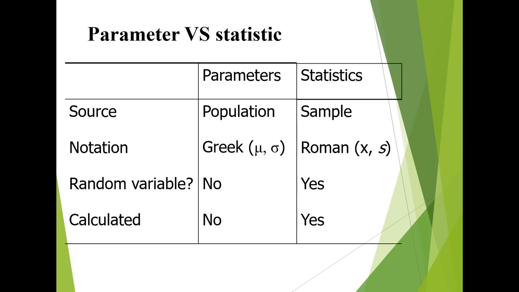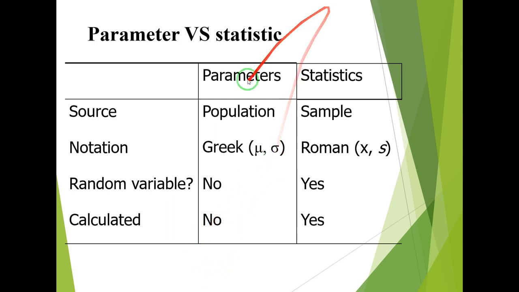A recap and summary of what we said during this video in table format: parameter versus statistic, the source. When we're talking about a parameter, we are referring to the population, whereas when we're talking about a statistic, we are referring to a sample. The notation we use whenever we're talking about a parameter is Greek letters, which are mu and sigma, whereas for a statistic, which refers to the sample, we use x bar and s. Okay? Some textbooks use x for data and x bar for the mean or average. Is it a random variable when we are referring to the parameter? No, it's not. But when we are referring to a statistic, yes, it is, because during the sampling process, we have to make sure that each sample is unbiased and random.